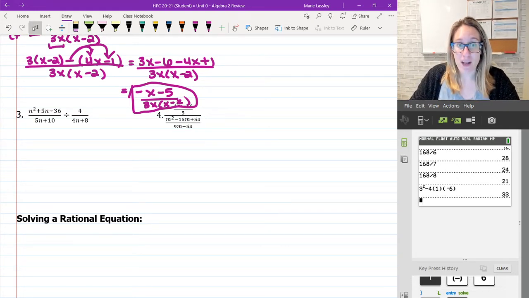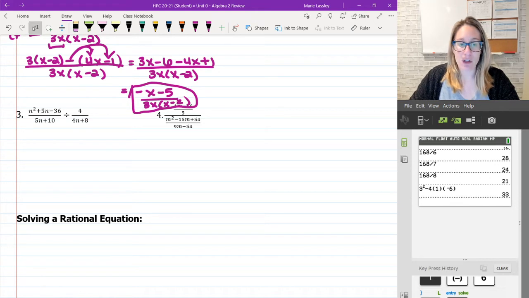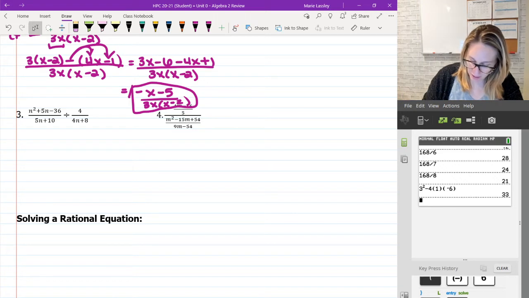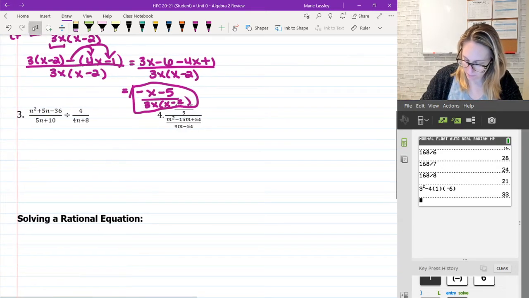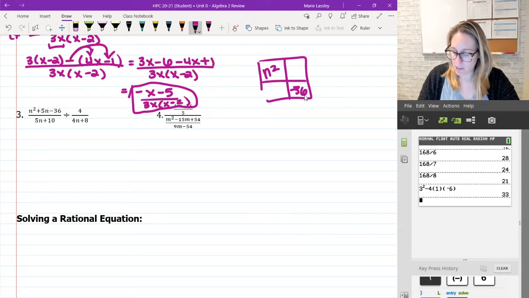But before we do that, I'm actually going to factor first. I always think it's a good idea to factor first. So with number 3, I need to factor my numerator. So I have n squared plus 5n minus 36. I want 2 numbers that multiply to negative 36 and add to 5. All right, so I can do, oops, where'd that go? There we go. So over on the side, I can go ahead and make my box if that is what makes me comfortable. So n squared minus 36. All right, so 2 numbers that multiply to negative 36 and add to 5.